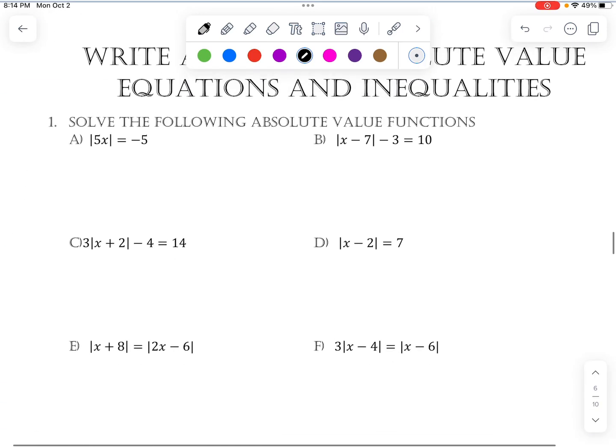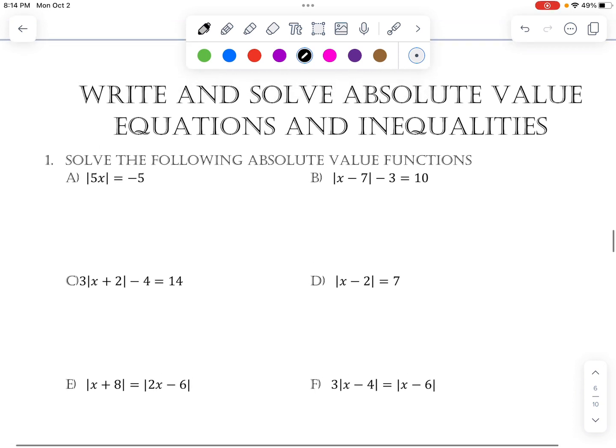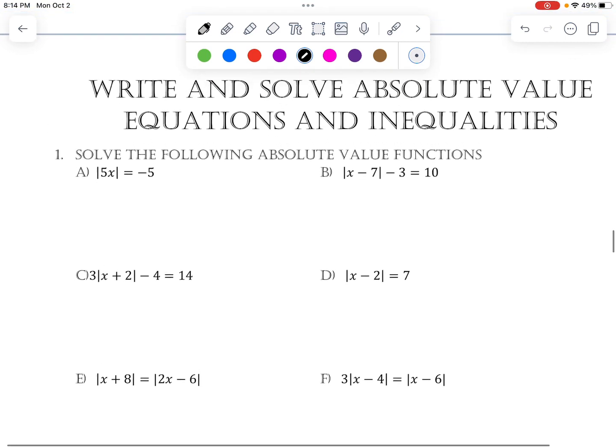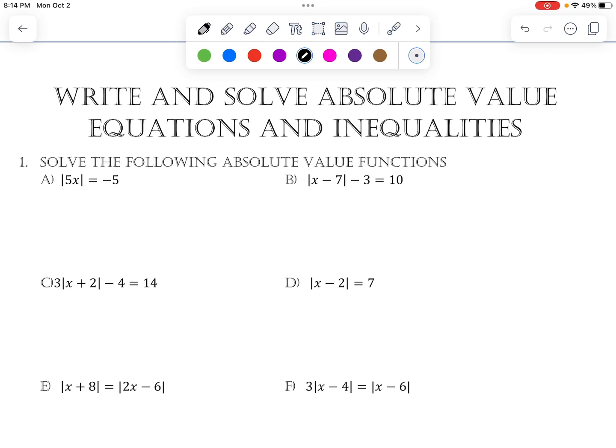All right. Absolute value equations. All right, let's talk about this. So absolute value equations we have not talked about in a hot minute. So let's talk about it. One of the most important things to remember is, everyone say it together, absolute value equations can never be negative, okay?